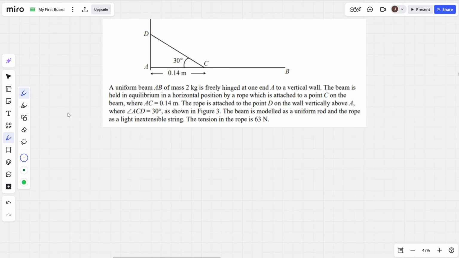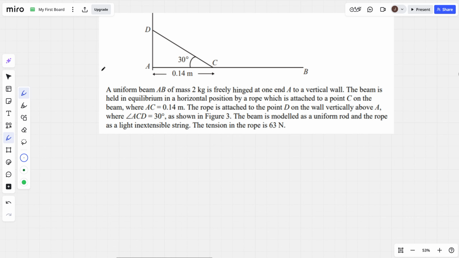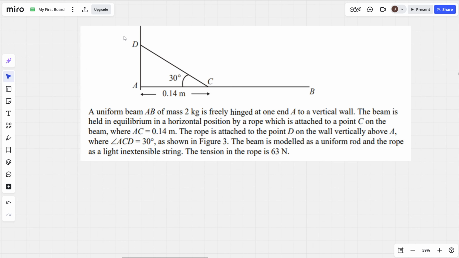Do one final question about hinges. So here we go. A uniform beam of 2 kilograms is freely hinged. I'm just scanning very quickly because I wanted to find out if we know the length. Do we know the length of this whole thing? Or maybe we don't even need to. It's freely hinged. Okay. I'll write 2G there for now to deal with that.